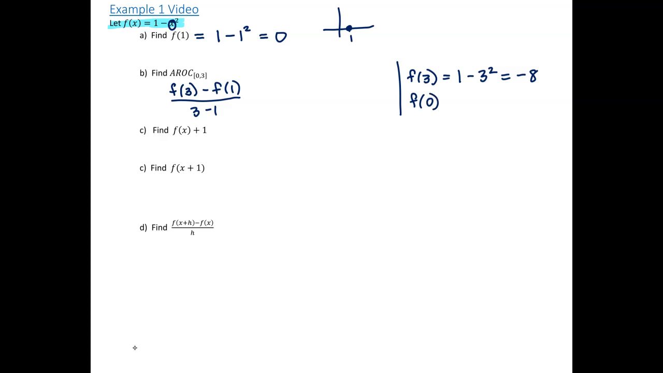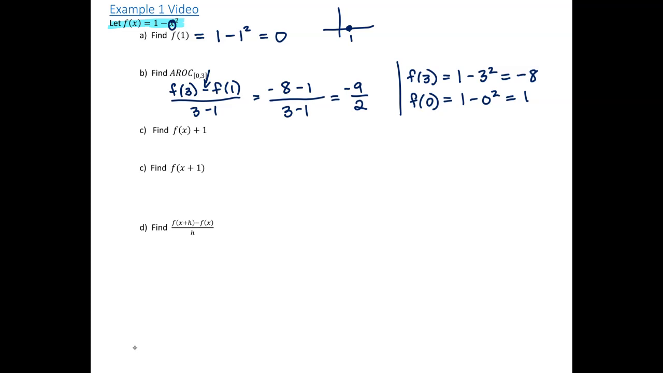F of 0, I should get 1 minus 0 squared. 0 squared is still 0, so all I'm left with is 1. So f of 3 is negative 8, f of 1 is 1, and then we're dividing that by 3 minus 1. Notice, be careful with that sign right in the middle. I think people will be pretty good with this, but that is somewhere that people will make mistakes. So I'm seeing a negative 9 over 2. So that's the calculation, and that's fantastic. Reduce the fraction if you can.